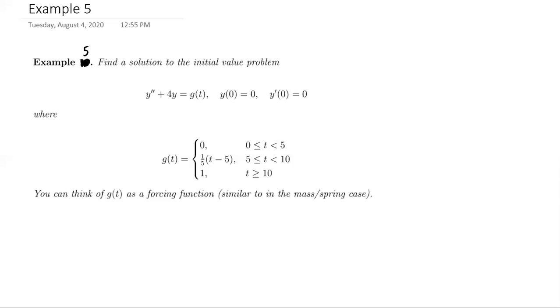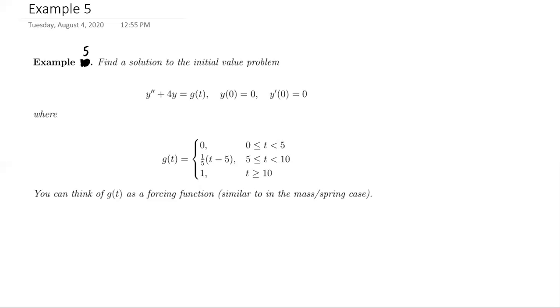Now, as I mentioned, you could find the Laplace transform of g of t by just integrating an improper integral, right? Just separating the intervals into each respective domain. So you would integrate the function 0 from 0 to 5 times e to the negative st, right? The same on 5 to 10, you would integrate e to the negative st times 1/5 t minus 5. And then on the interval 10 to infinity, you would integrate the function e to the negative st. And so you could do it like that.